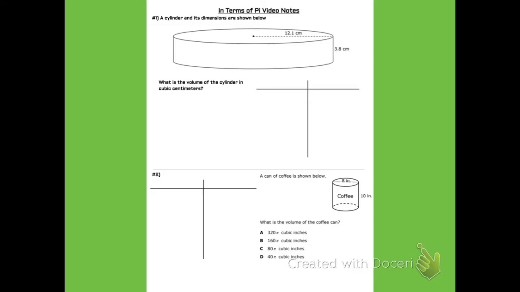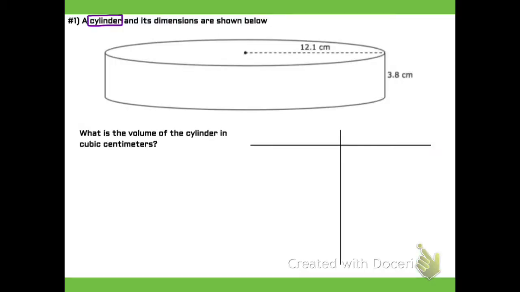And let's get started. So here's number 1. We have a cylinder and its dimensions are shown below, and then we have a cylindrical shape. And then the question is, what is the volume of the cylinder in cubic centimeters? But for today, we're going to focus on leaving our answers in terms of pi. So instead of finding an approximate volume, just a numerical answer, we're actually going to leave it in terms of pi. And that's what you guys are going to be learning today, okay?